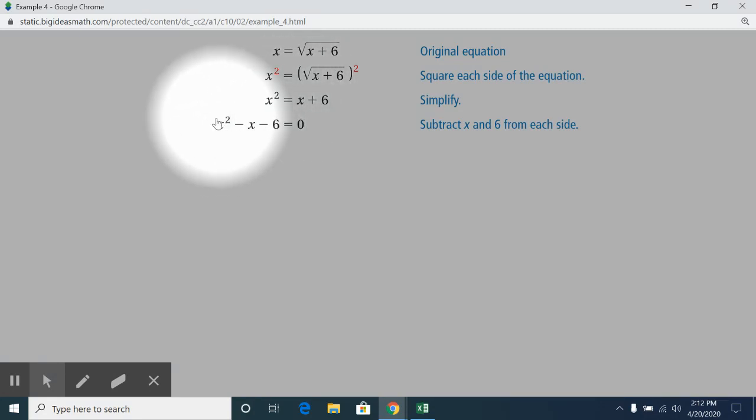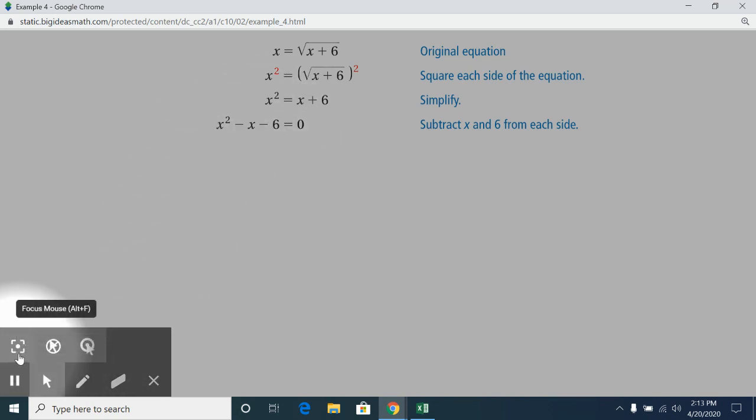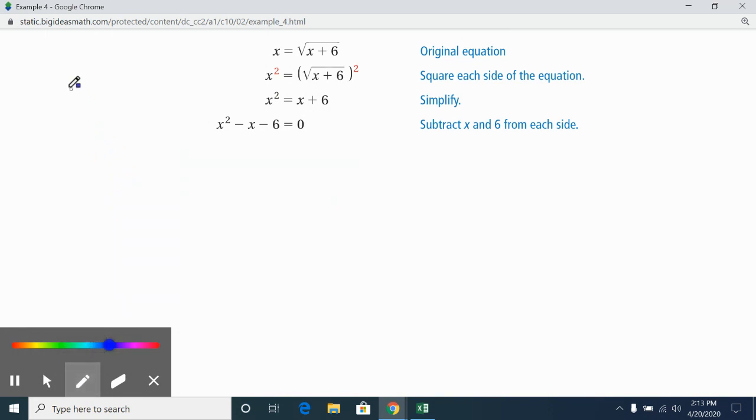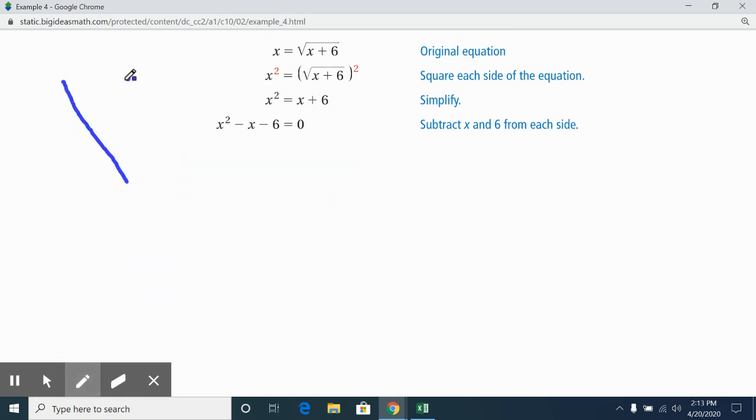All right, so remember, I always want my first term, my x squared term, to be positive. So what they did was they moved the x by subtracting it, and they moved the 6 by subtracting it to make a trinomial. Okay, so hopefully you know where to go from here. When I have a trinomial like this, I want to factor it, all right?